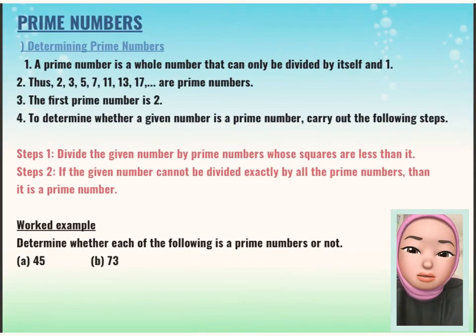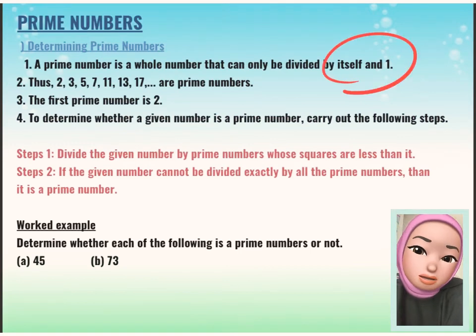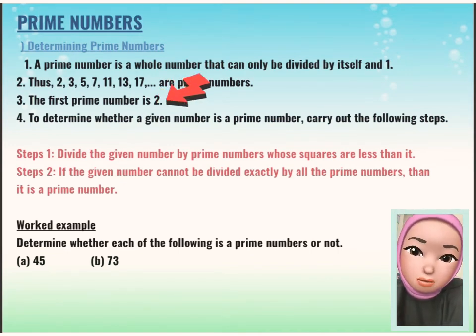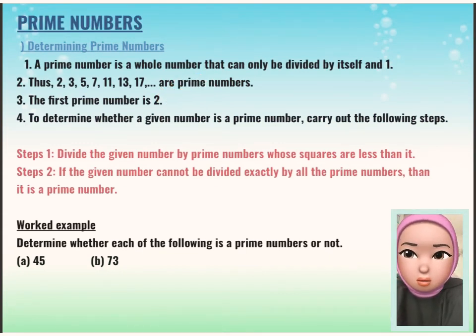Now, let's learn more on prime numbers. What is a prime number? A prime number can be defined as a number that can only be divided by 1 and itself. So what are the numbers? There are 2, 3, 5, 7, 11, 13, 17, and more. What is the first number in prime numbers? It is 2.